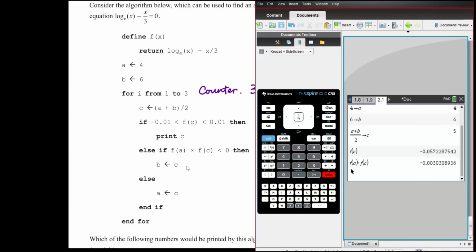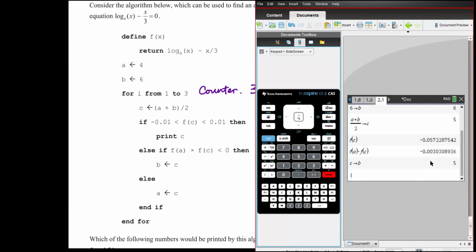Otherwise, if it's still greater than 0, I have to go back and choose C assigned to A, okay? So I'll go for C assigned to B. Remember, it's your C value here assigned to the B value. Once you get C assigned to B, then you come back here, and this is the second round. I can just repeat this step. It's 4.5, or 9 over 2.